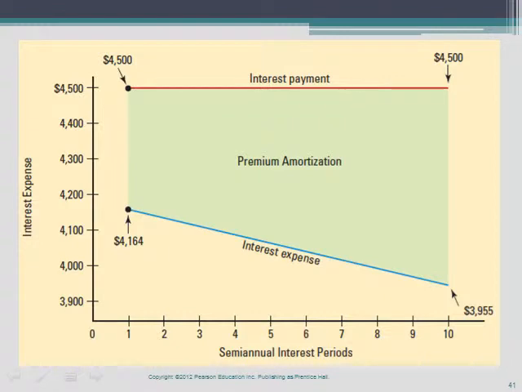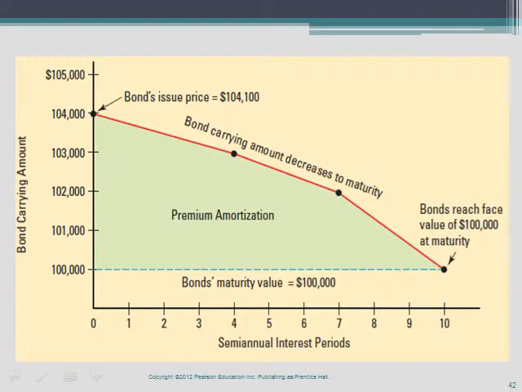This graph depicts the bond amortization table on our previous slide. The interest payment remains constant while the interest expense decreases over the bond term. The space between the two lines represents the premium amortization. This graph shows how the bond carrying amount begins at the bond price and decreases each period until it equals face value.